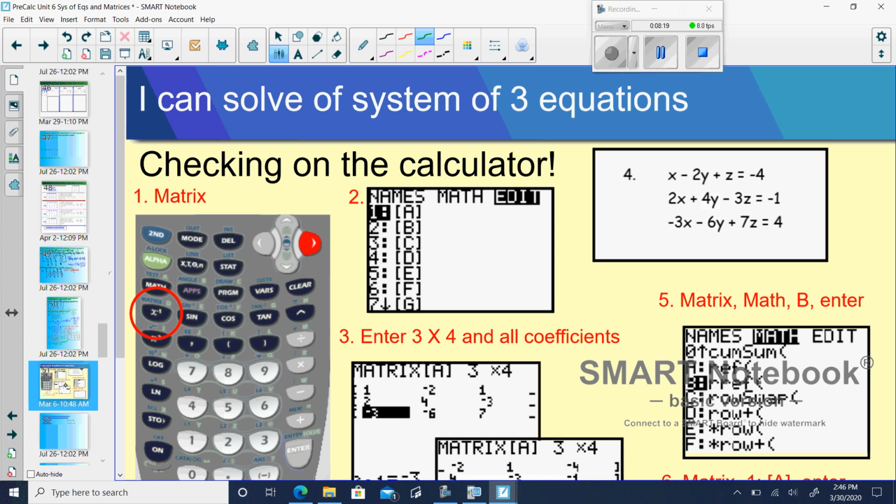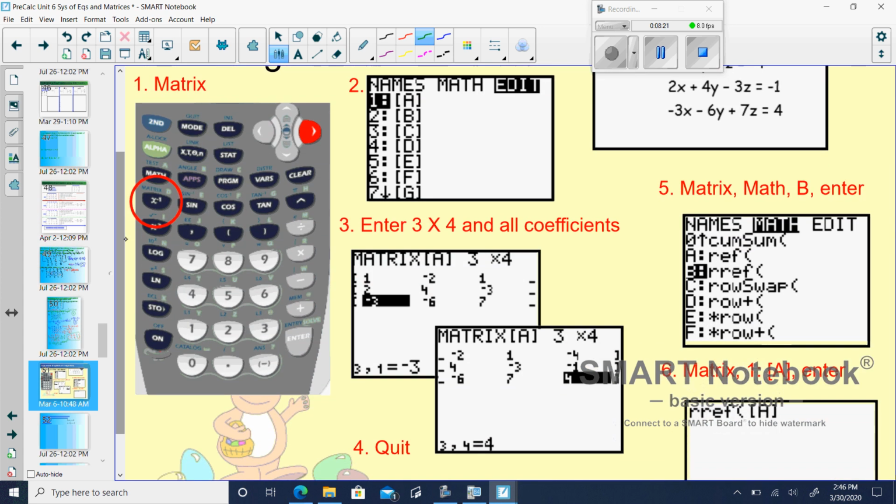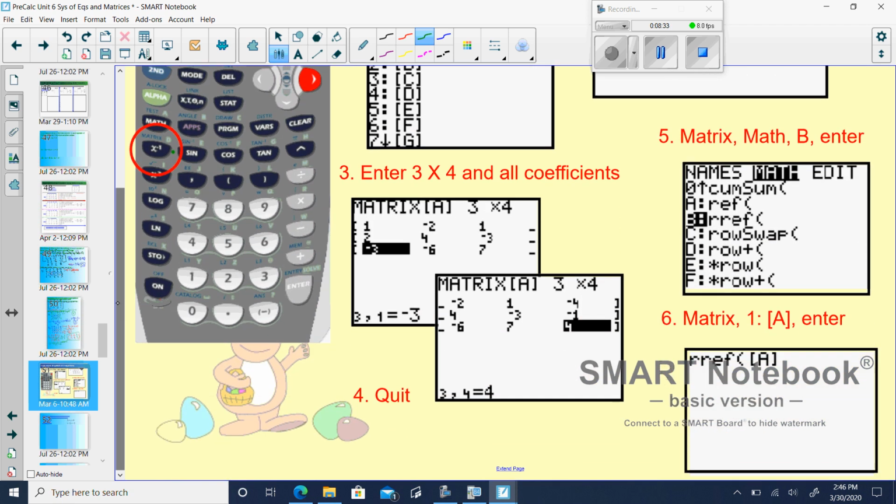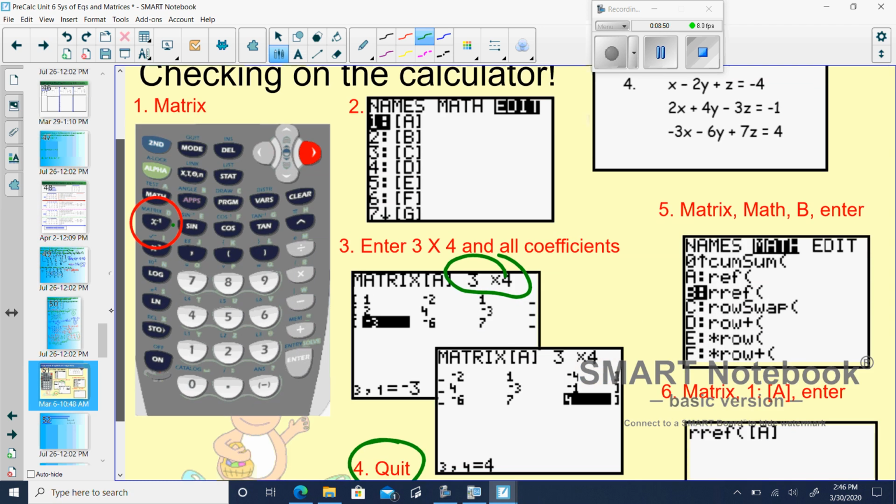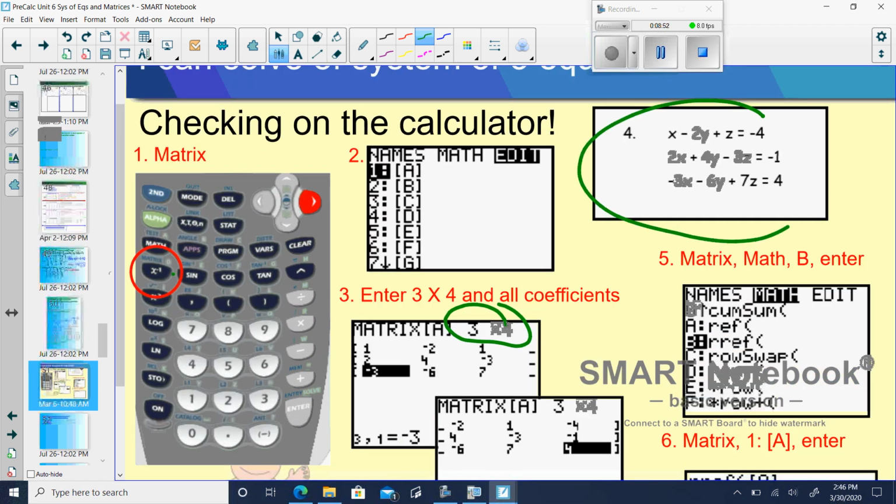All right. So the first thing you want to do is go to matrix. So second x inverse right there. Then you come up to the screen on number 2. So you want to go over to edit where that's highlighted with a black rectangle. Hit enter. That's step 3. You're going to put in 3 by 4 because that's what we want, right? That's going to be our augmented matrix. Then quit out of there. Once you quit out of there, you have your system in now.